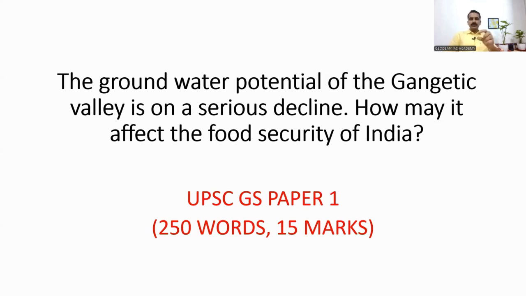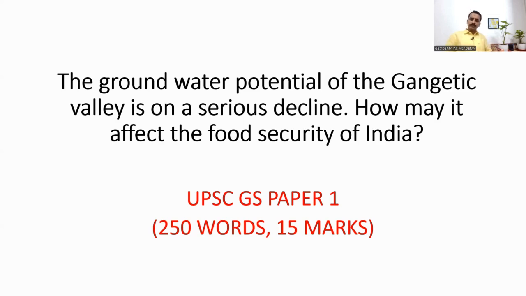If you observe the question here, you can see that there are two parts. One is the statement, another one is the question. The statement given is that the groundwater potential of the Gangetic Valley is on a serious decline. And the question part is how may it affect the food security of India? If they have given a statement and a question, we should not give more space to the statement because they have already given it. So we should give a small intro for the statement and then concentrate on the question part.